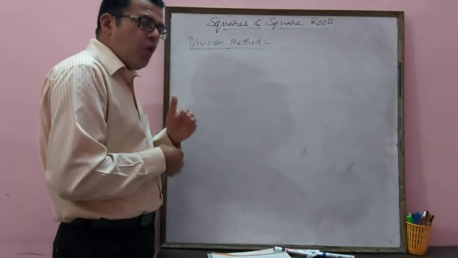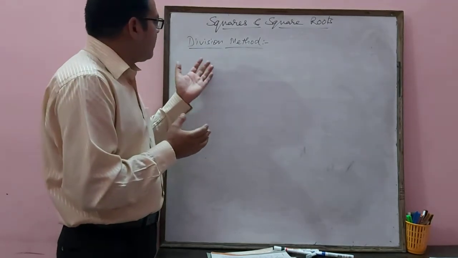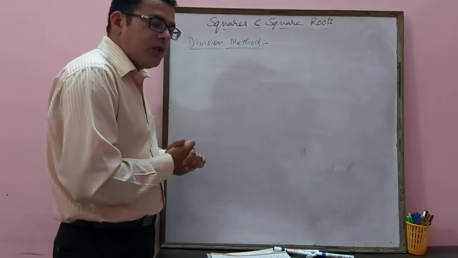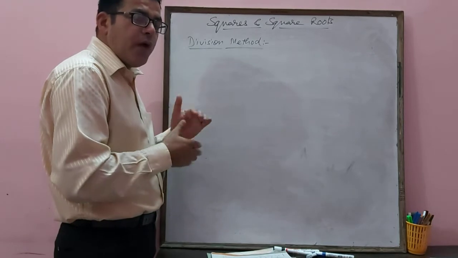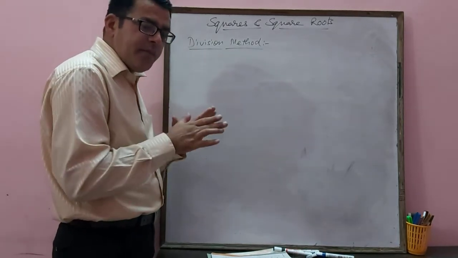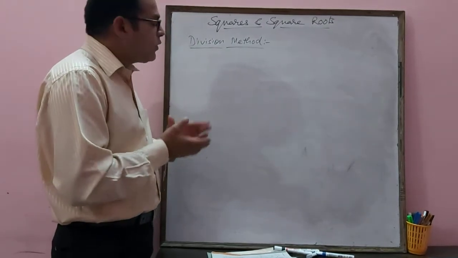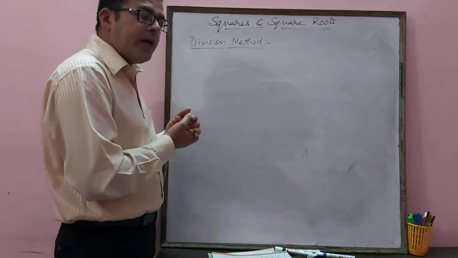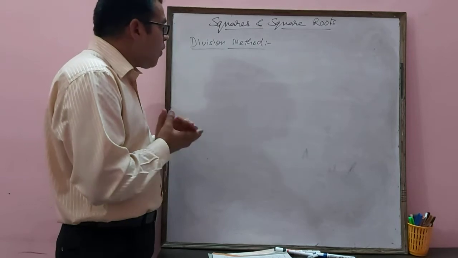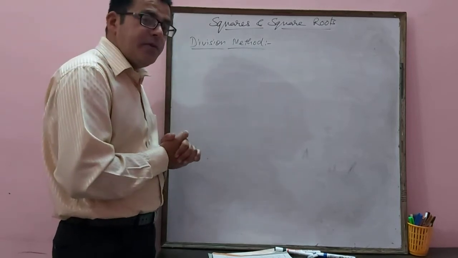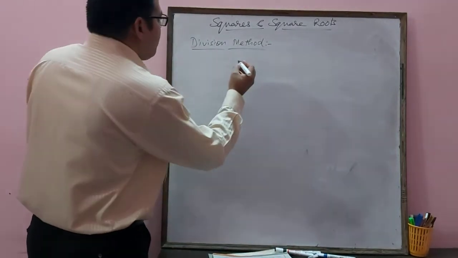So to overcome the limitations of these two methods, a new method, the division method, was introduced. With the help of this method we can find the square root of any number. It doesn't matter whether it is a square number or not. First, through one example, I will explain how we can find the square root by using this division method. So let's start.